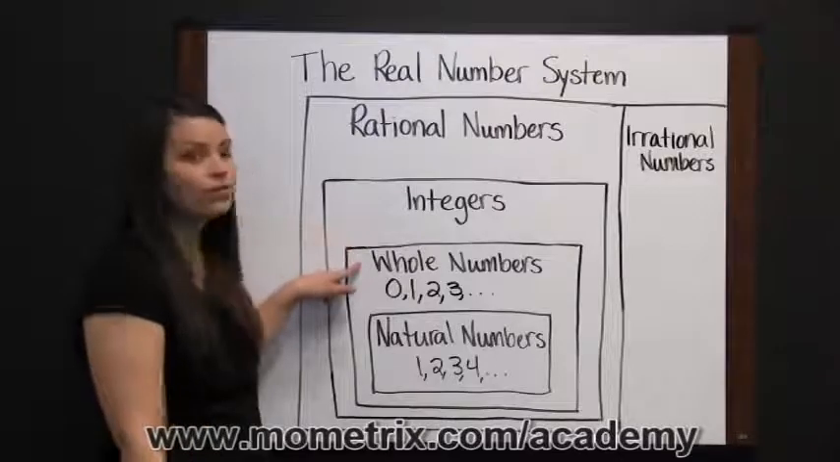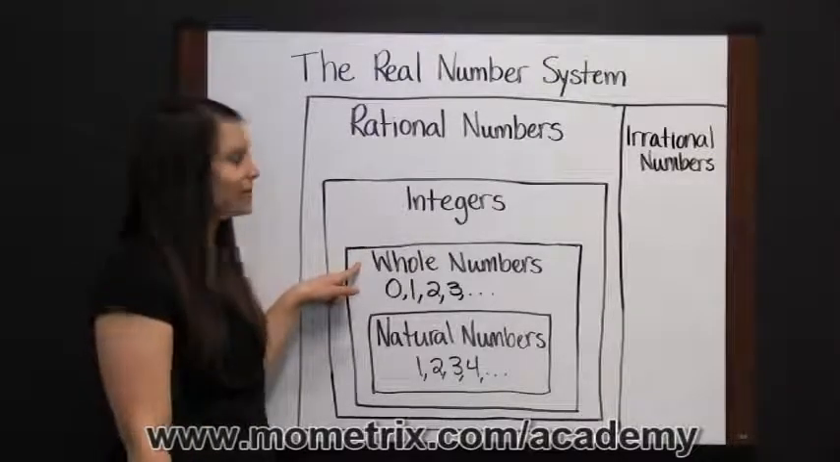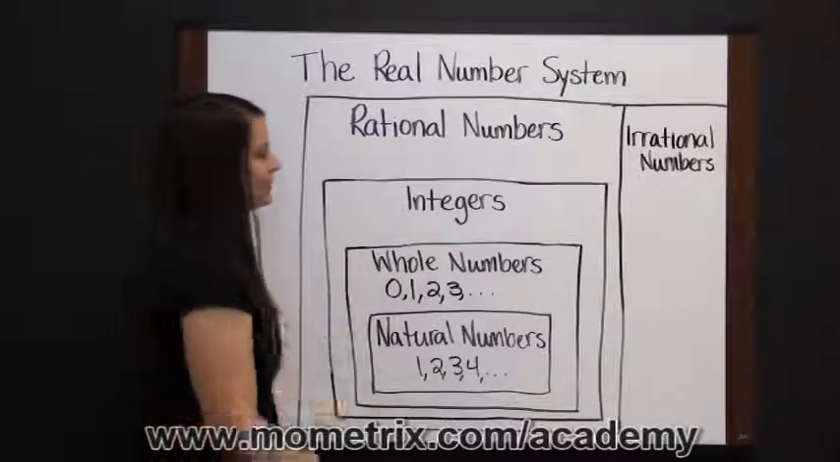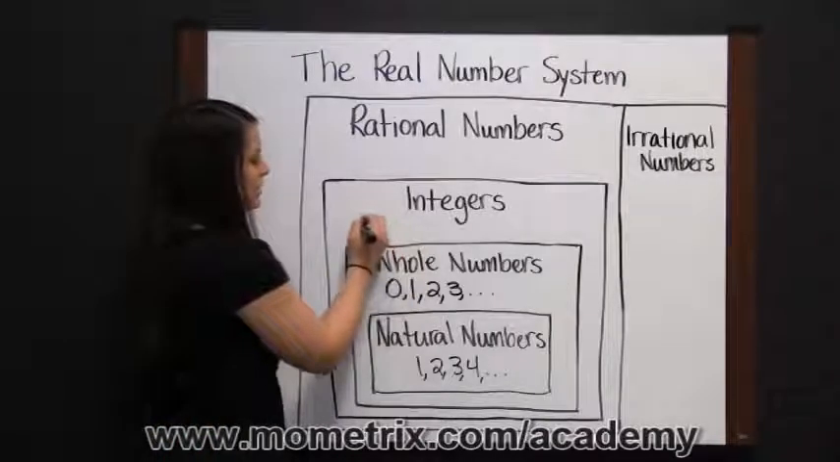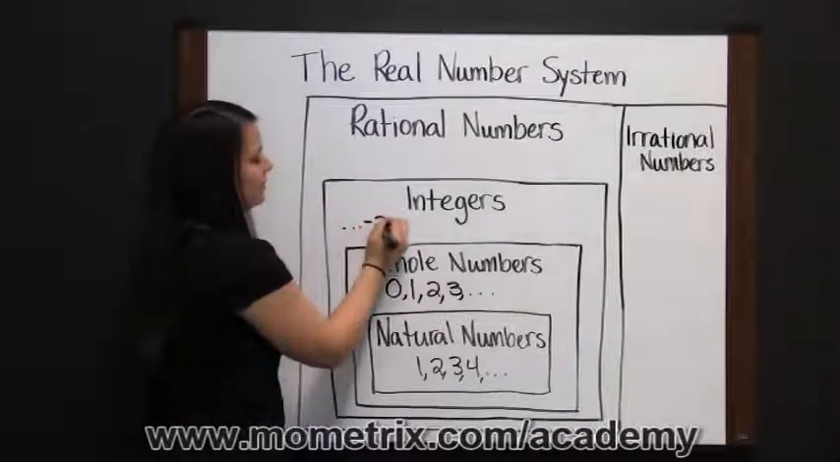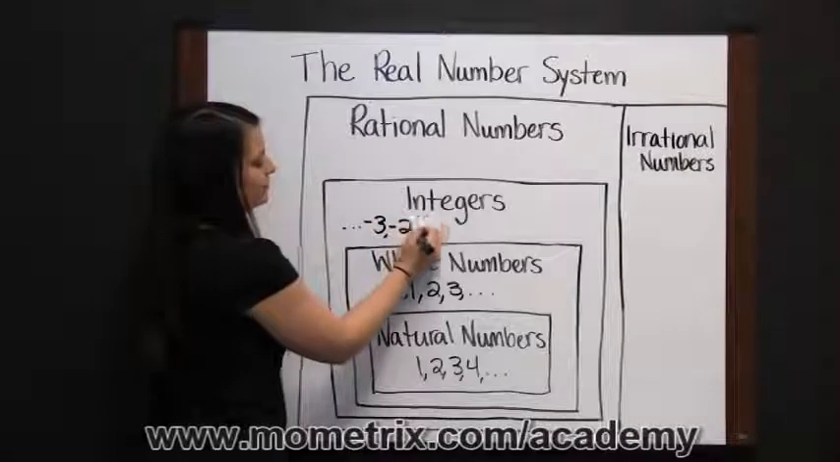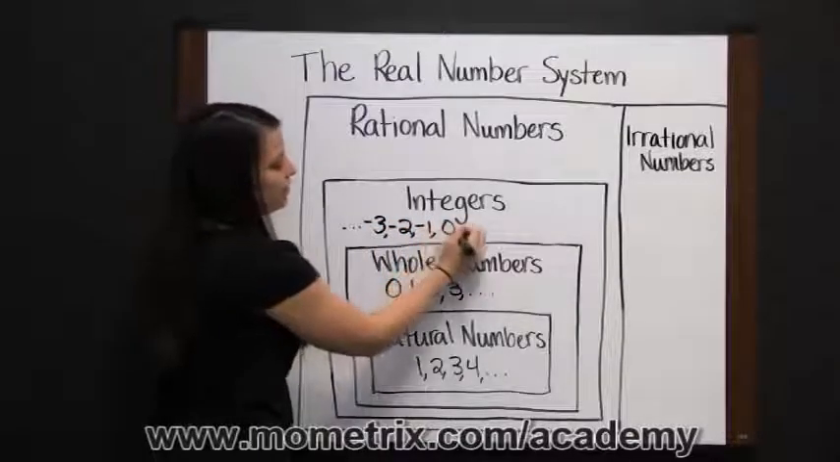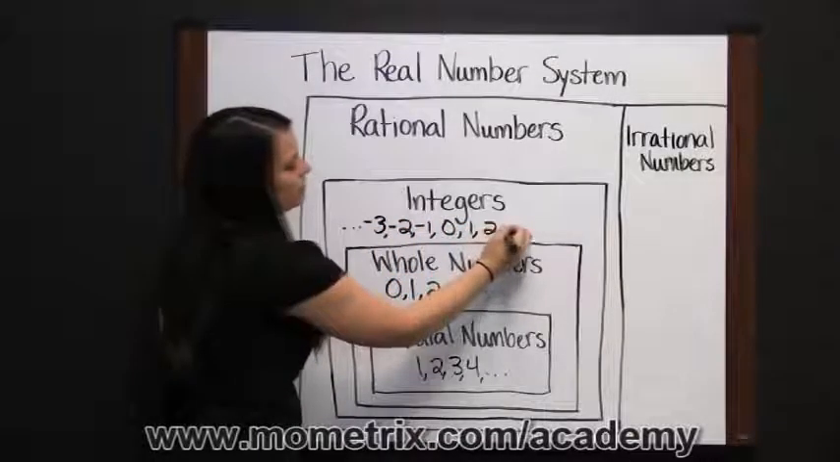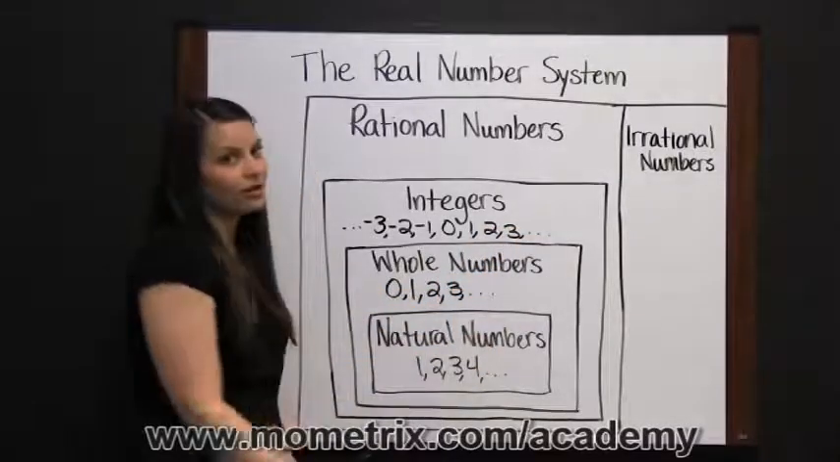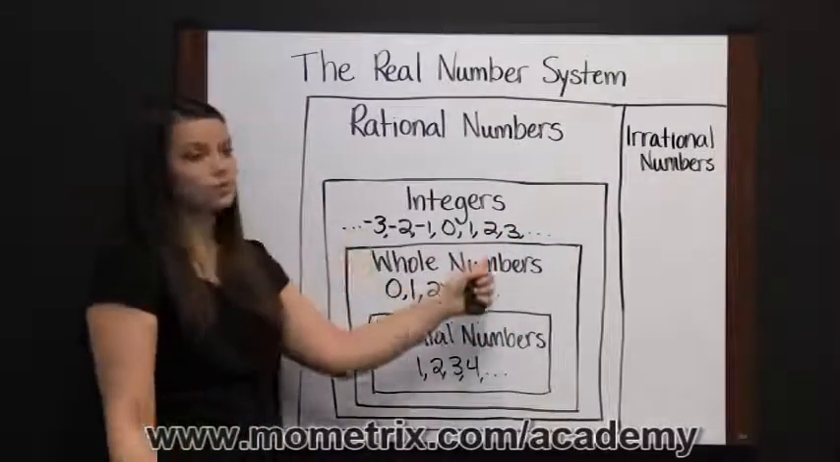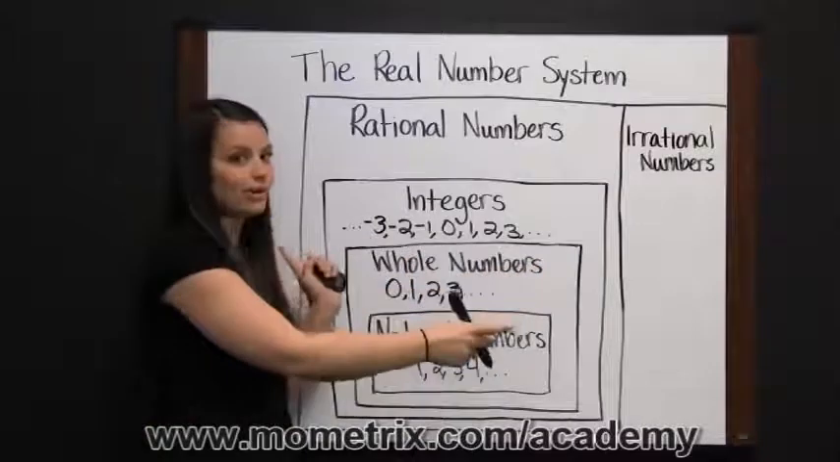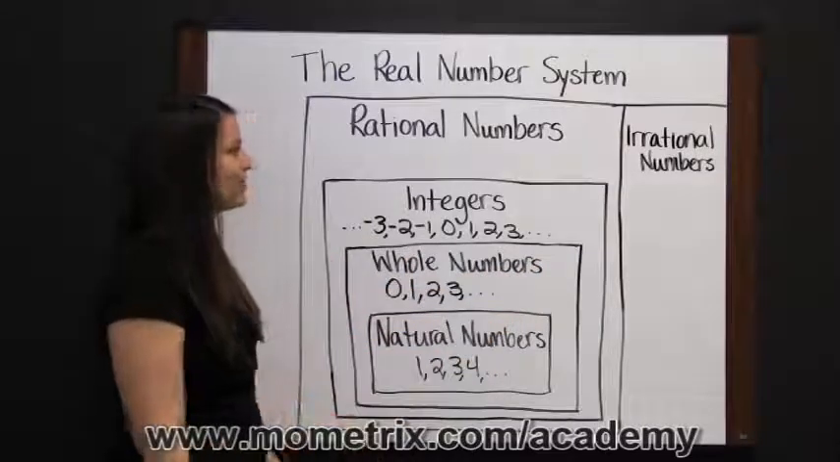Integers include the set of whole numbers and all their negatives. So integers would be numbers like -3, -2, -1, 0, 1, 2, 3, etc. Notice it goes on in both directions. It would continue going in both directions.